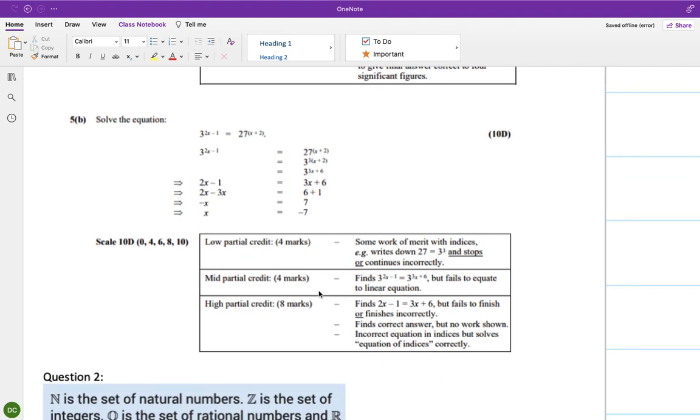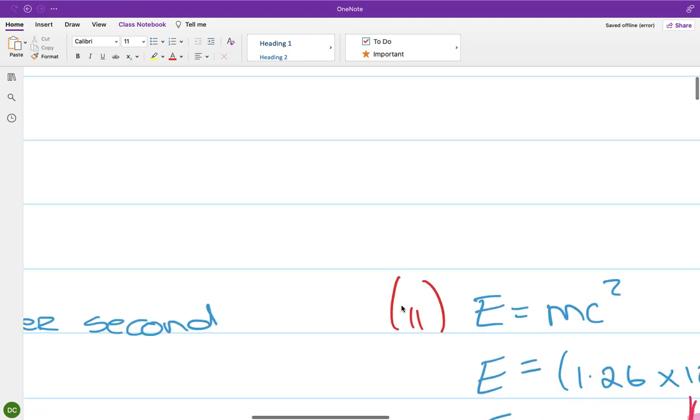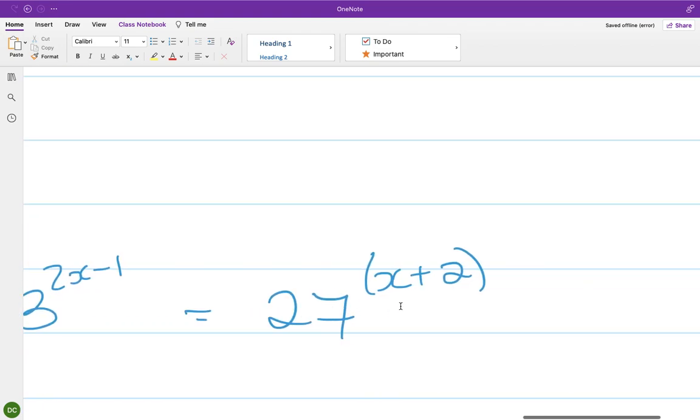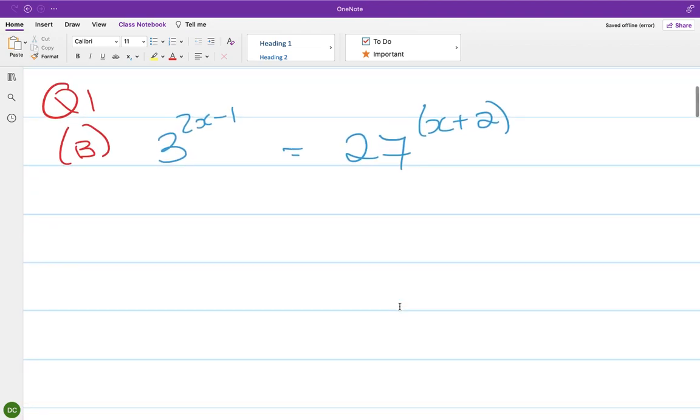The next one then, this is B. And it is 3 to the 2x minus 1 equals 27 to the x plus 2. Okay, so I was just taking that down there. Now, you will notice that on both sides of the equation there are x's, which means we can't type anything in. So we're going to have to break it down.